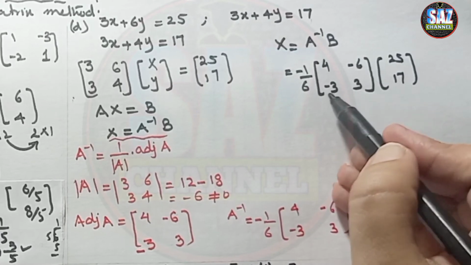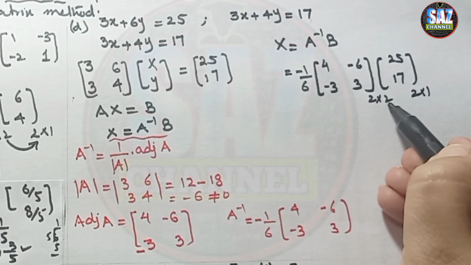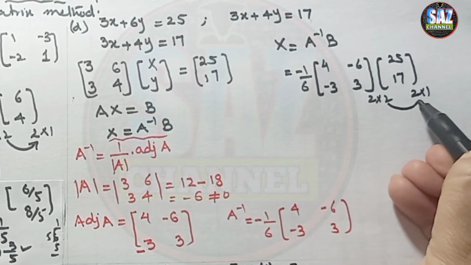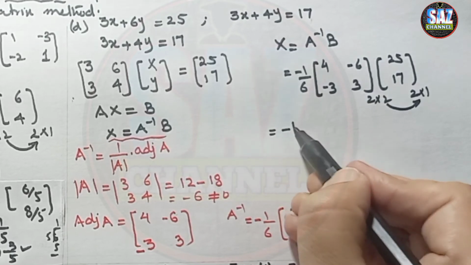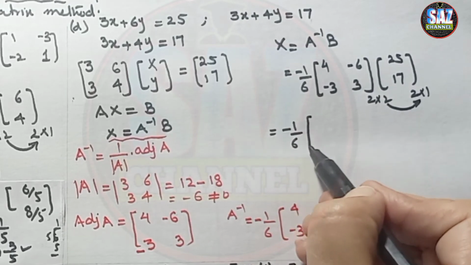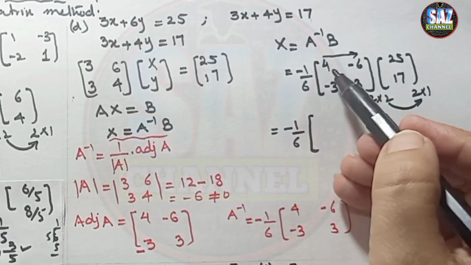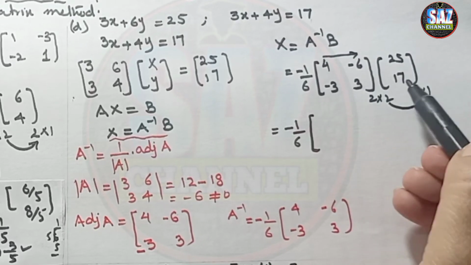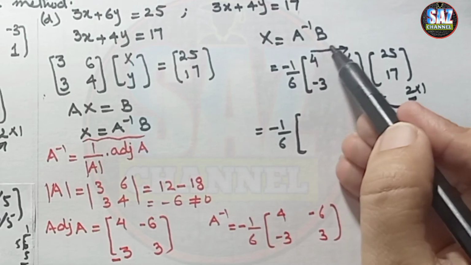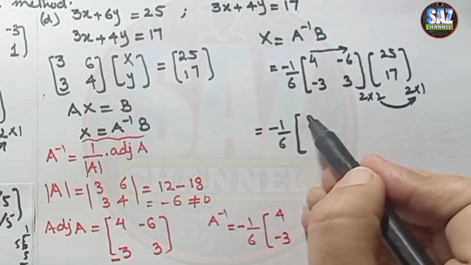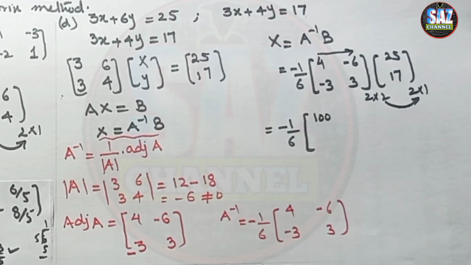Now the order of the first matrix is 2 by 2, and this has the order 2 by 1. Columns of the first are equal to the rows of the second, so we can multiply them. Let's go for the matrix multiplication carefully. I have to apply the row-by-column rule. I take the first row of the first matrix and multiply it with the column of the second. 4 multiplied by 25 is 100, and then 17 multiplied by 6.